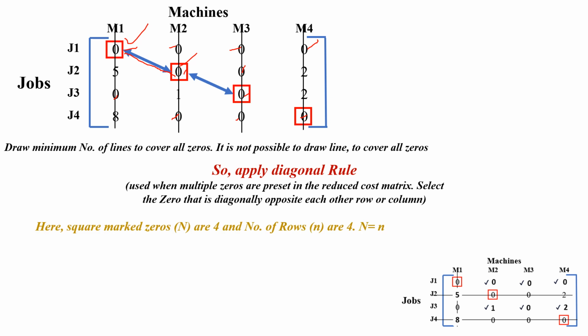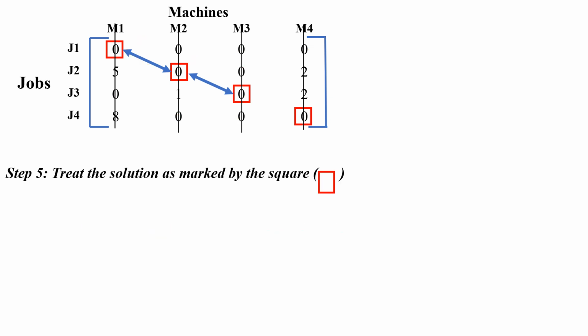So next we have to move to another step. Before that, I have to observe the number of square marked zeros and the number of rows. Here the number of square marked zeros is 4 and the number of rows is 4. So the number of square marked zeros is equal to the number of rows. Then I have to move to step 5. Step 5 is to treat the solution as marked by the squares.